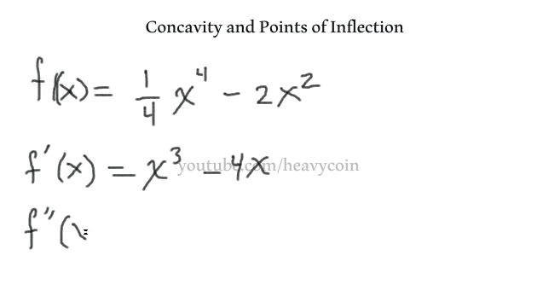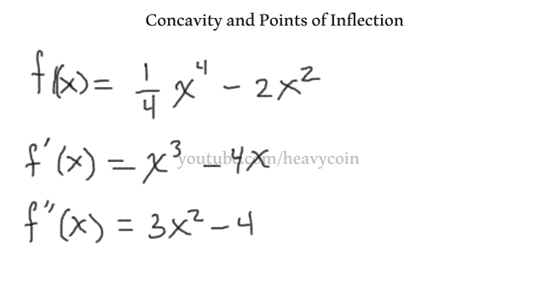Now what we want to get to, though, is the second derivative, because that's going to give us our concavity and points of inflection. At least most of the time it will. Sometimes we can't use the second derivative, and we have to go back to the first derivative, but I don't know if we'll talk about that or not. But anyway, let's see, that's a 2 there and then minus 4.